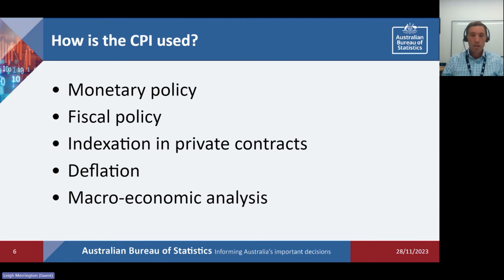Another use of the CPI, which you may not be aware of, is for deflation purposes. This means for GDP, gross domestic product, in order to produce real measures of GDP, you need to remove the price effect on GDP to give you a volume measure. And to do that, we use the CPI amongst other measures of price change, the producer price index being another example. So the CPI is used as an input into producing measures for GDP.